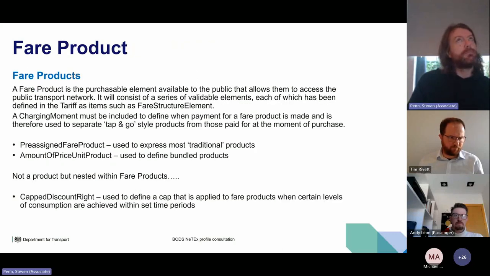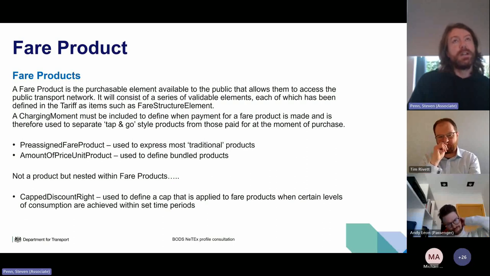So once you've defined the tariff and all the fare structure elements, those are all bundled together in something called a fare product. So a fare product is the purchasable element available to the public that allows them to access the public transport network. And it'll consist of a series of valid elements. So those valid elements are essentially just referencing back to the fare structure elements we've already defined. So if you are including multiple products in the same file, you can mix and match the fare structure elements as required.